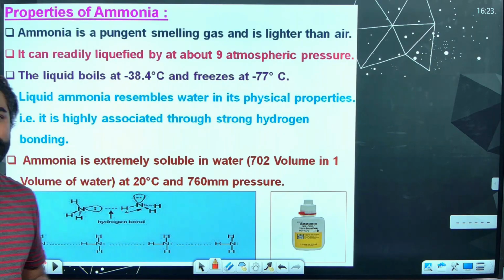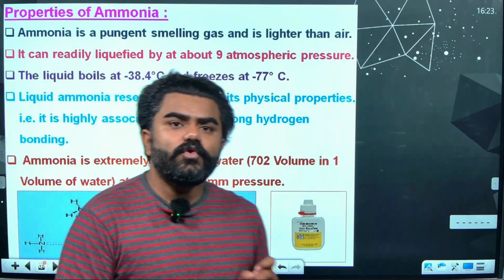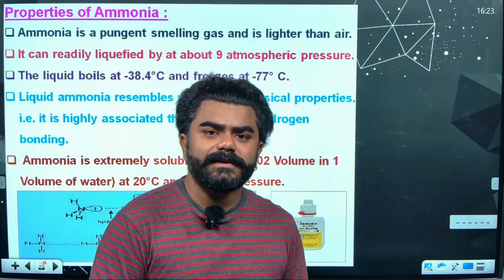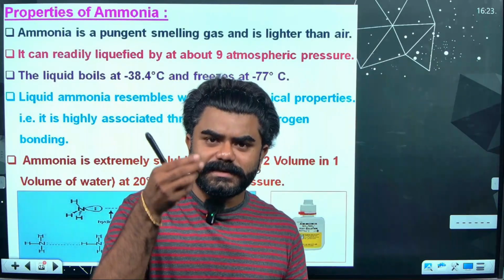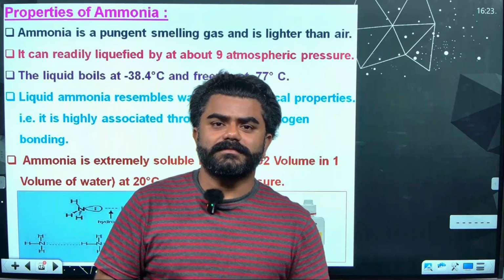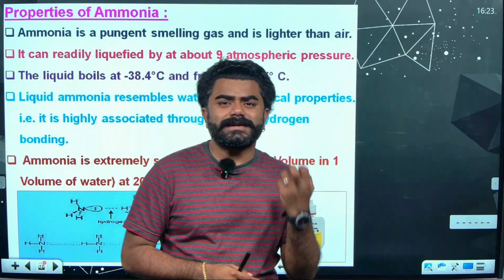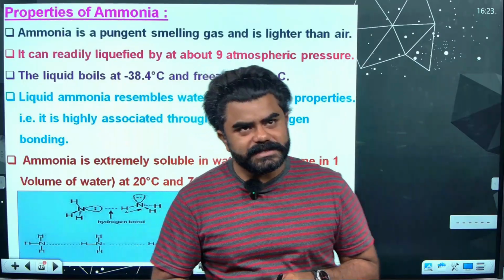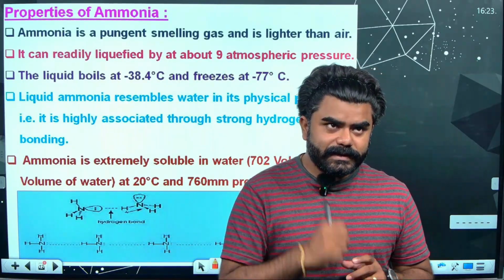Let us see the properties of ammonia. Ammonia has a pungent smell. Pungent smell அப்படின்னா என்ன? When you take that ammonia open பண்ணோம்னா ஒரு மாதிரி மூக்கில் ஏறுற மாதிரி ரொம்ப இரிட்டேட்டிங்காக இருக்கும். அதுதான் நம்ம pungent smell அப்படின்னு சொல்கிறோம். So ammonia is a pungent smelling gas and it is lighter than air.